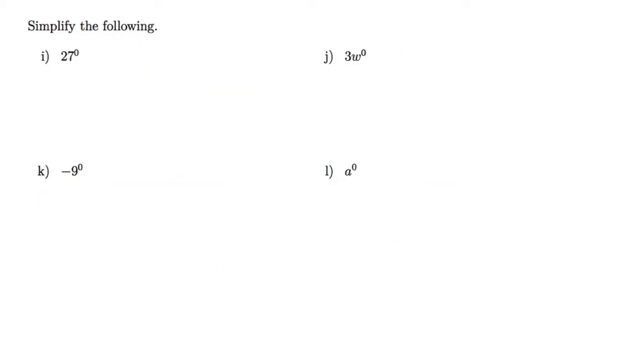Continuing with a few more examples of the zero exponent rule, jumping to part L as our first step here, the general rule is for any non-zero value of a, a to the 0 equals 1. So jumping to part I, 27 to the 0 is 1. In part J, 3w to the 0, now you need to remember, exponents only apply to what they're immediately next to, so the only thing being raised to the 0 power is the w. So w to the 0 will become 1, but 3 times 1 is 3. So 3w to the 0 is actually 3.